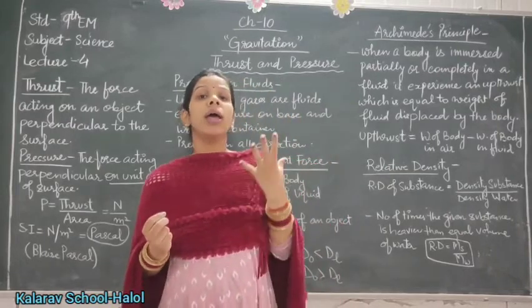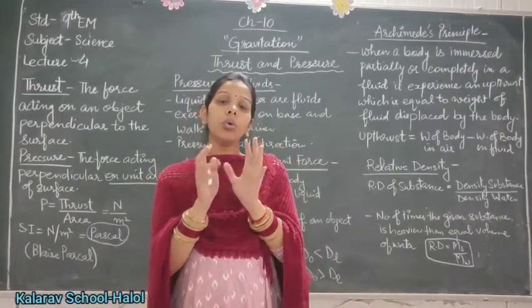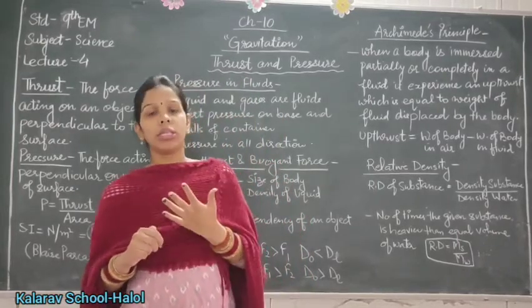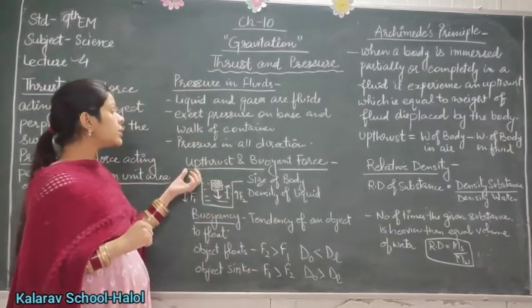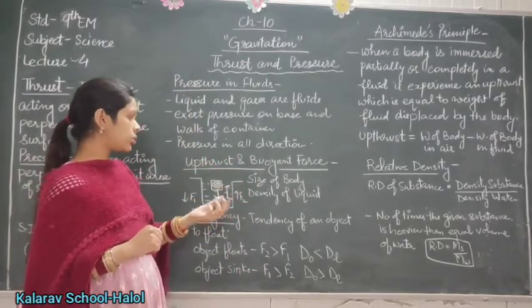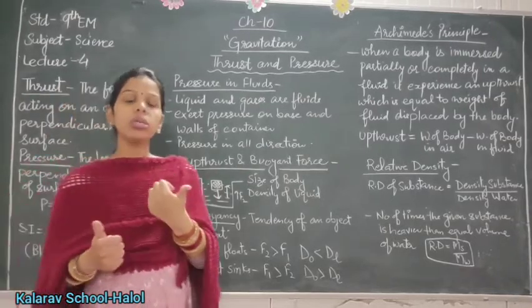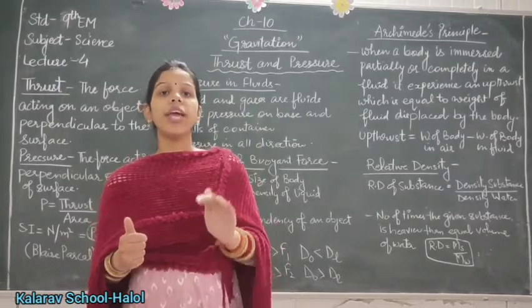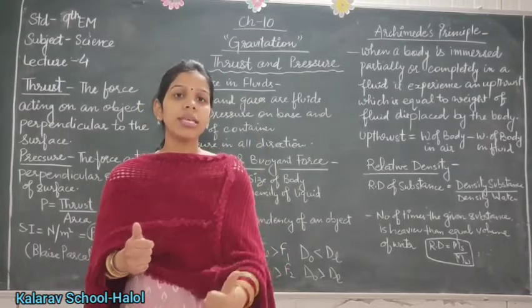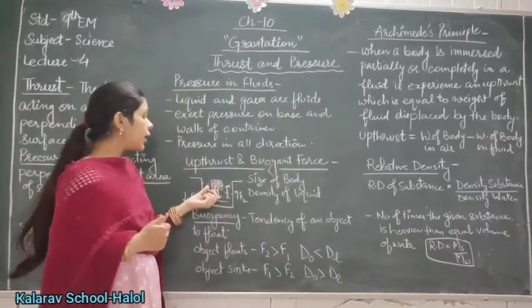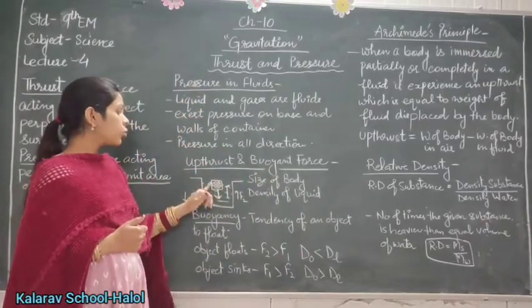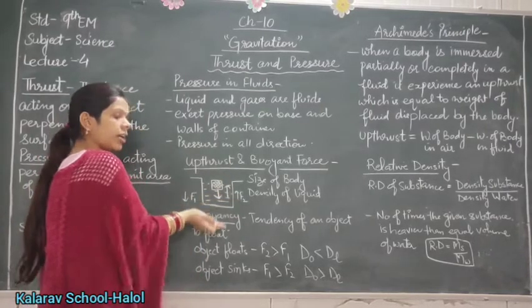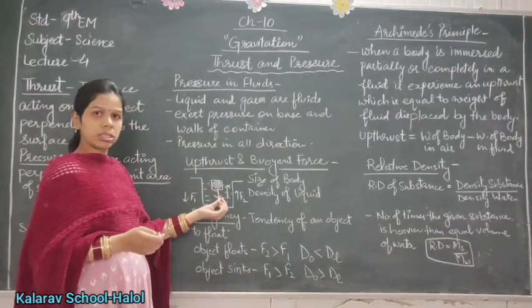As in a balloon, when we blow air into the balloon, the pressure of the air inside the balloon is the same in all directions. So next is upthrust and buoyant force. Upthrust is the force which is exerted by the liquid when an object is immersed in it. So it is the upward force. For example, here is a box in a beaker. The force which is exerted by the liquid in the upward direction is the upthrust.